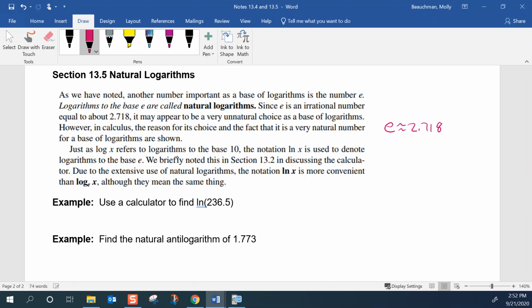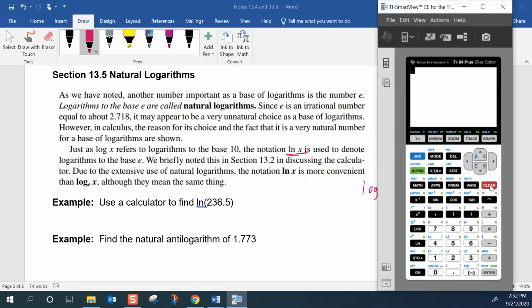So this is a number that comes up quite a bit. Just as log x refers to logarithms to base 10, the notation ln x is used to denote logarithms to the base e. So if you have logarithms to the base e, we don't write log base e of x, we write it as ln of x. Okay? So example, use a calculator to find the natural log of 236.5. Natural log of 236.5 equals, to 3 places, 5.466.